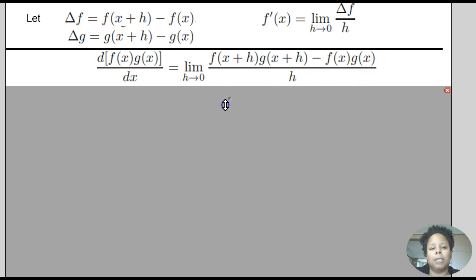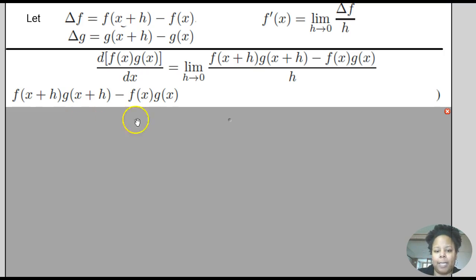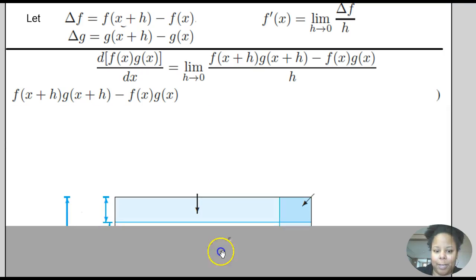Okay, simple enough. So in order to solve this, we need to take a look at this numerator, which is f of x plus h times g of x plus h minus f of x times g of x. Now, if you recall, f of x, g of x, f of x plus h, and g of x plus h are all function values. So let's say, for example, that I want to describe them geometrically. Let f of x times g of x be the area of an f of x by g of x rectangle, and let f of x plus h times g of x plus h be the area of an f of x plus h by g of x plus h rectangle. So let me show you that picture right here.